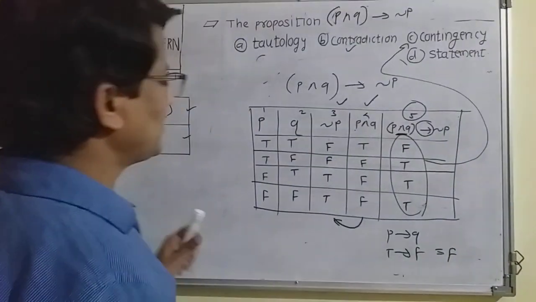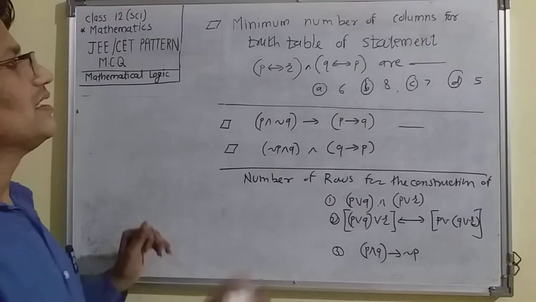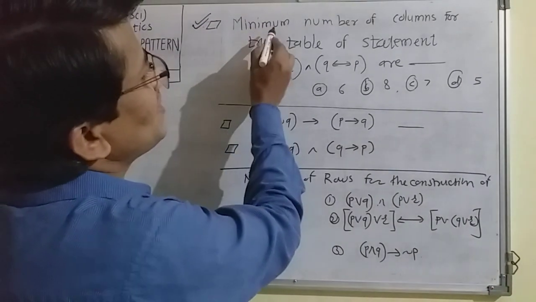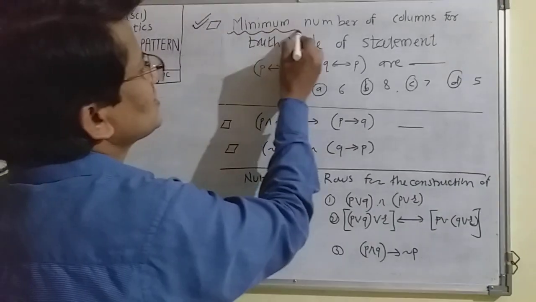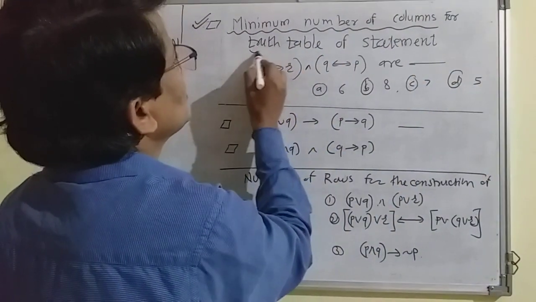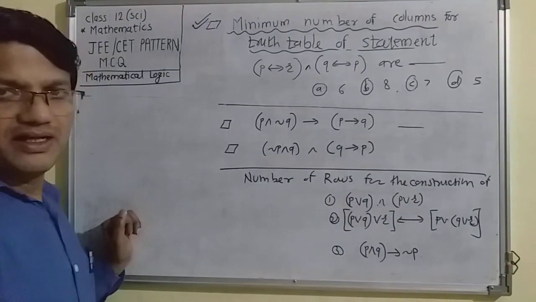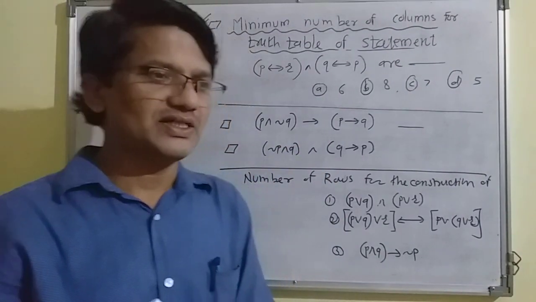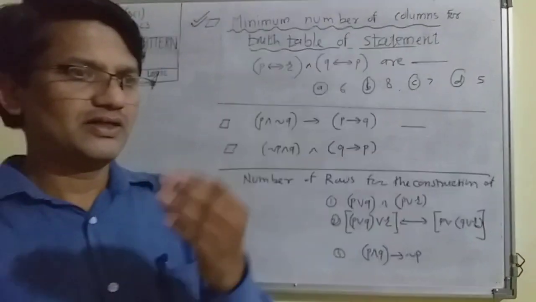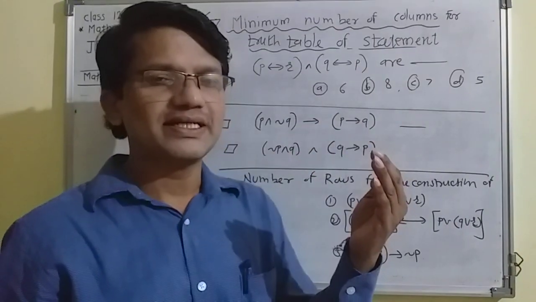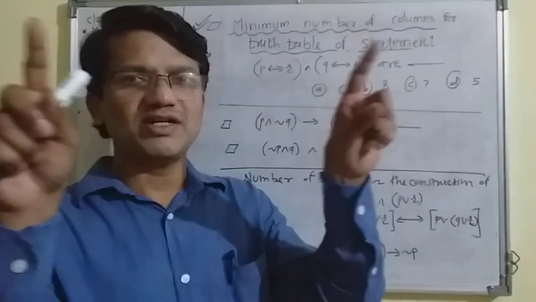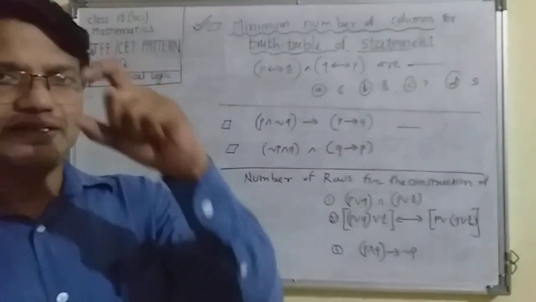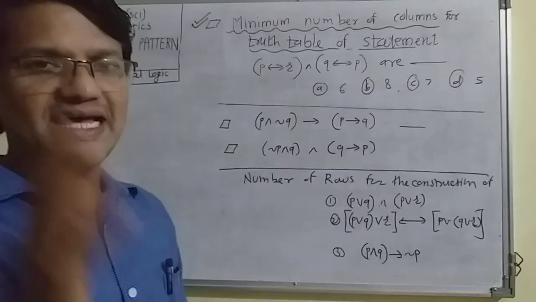These examples are more important. The new type is what we are going to discuss now. What is the question here? Minimum number of columns for the truth table of the statement. This point is more important. In mathematical logic, generally for tautology, contradiction, contingency, we have to construct the truth table of the given statement pattern, and I have given detailed information about that. Some tricks are there also.